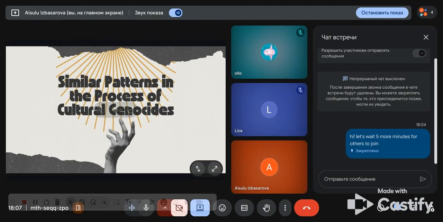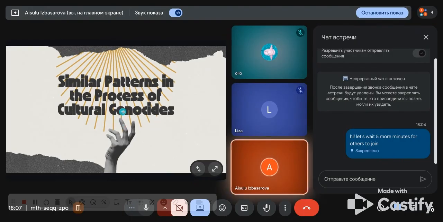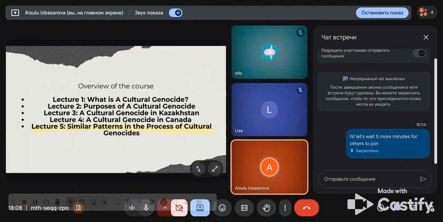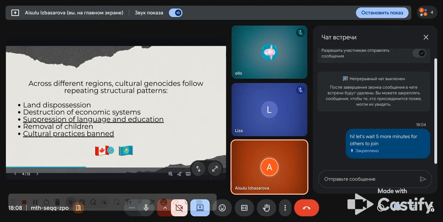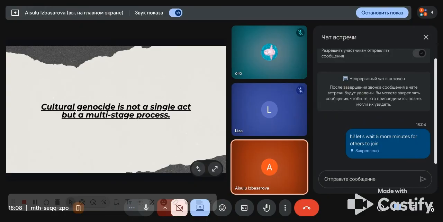Hello. So let's start our lecture because I don't think others will join. Today is our last lecture. It is about structural patterns that are imposed during cultural genocides in order to carry out those genocides. Particularly, we will go through Canada's and Kazakhstan's historical examples. We'll see how colonizers usually carry out those genocides and what they use.